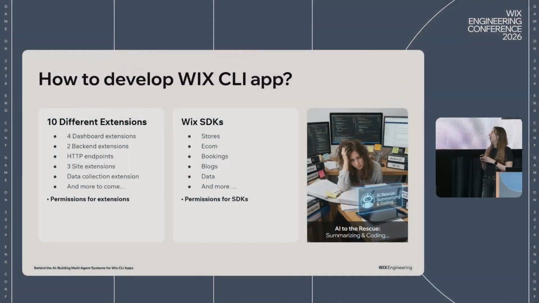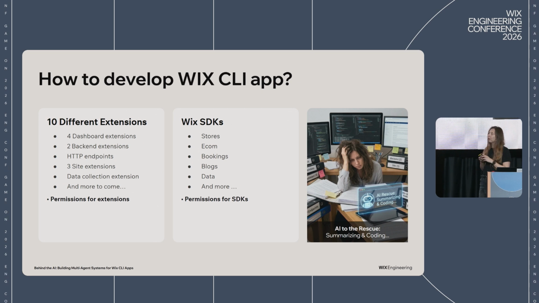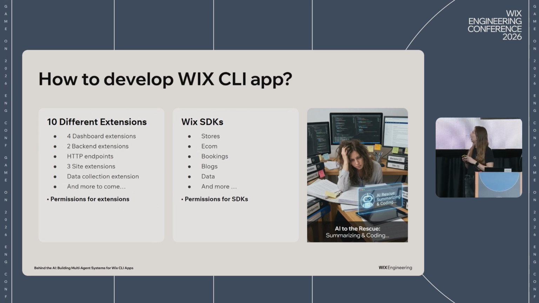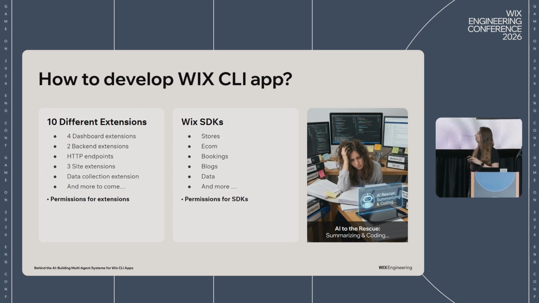Before we dive into how, let's talk about why. Probably most of you are familiar with CLI apps. There are extensions that you can add to your app, combine dashboard pages, backend services, HTTP endpoints, site extensions like a React component to your editor, data collections, and more. And you can also use Wix SDKs like stores, ecom, bookings, blogs, and more. There is a lot of documentation that you need to read to create a CLI app.